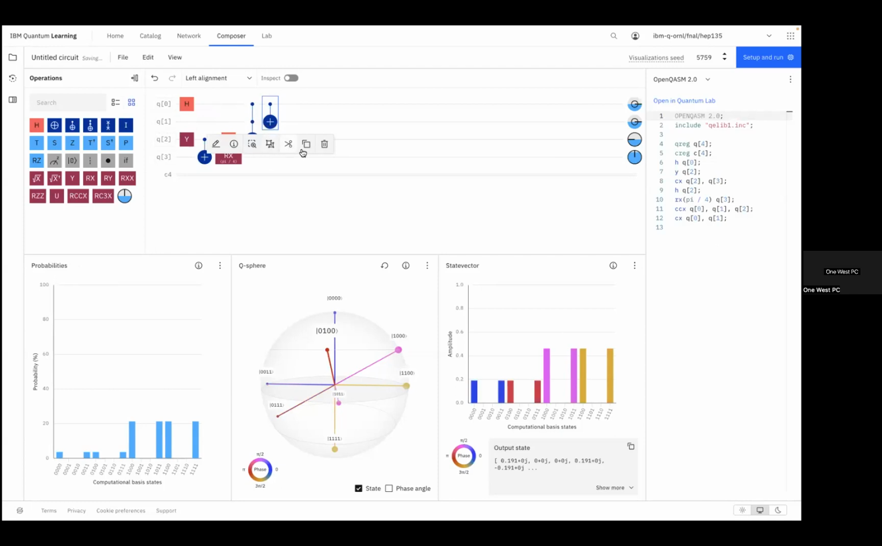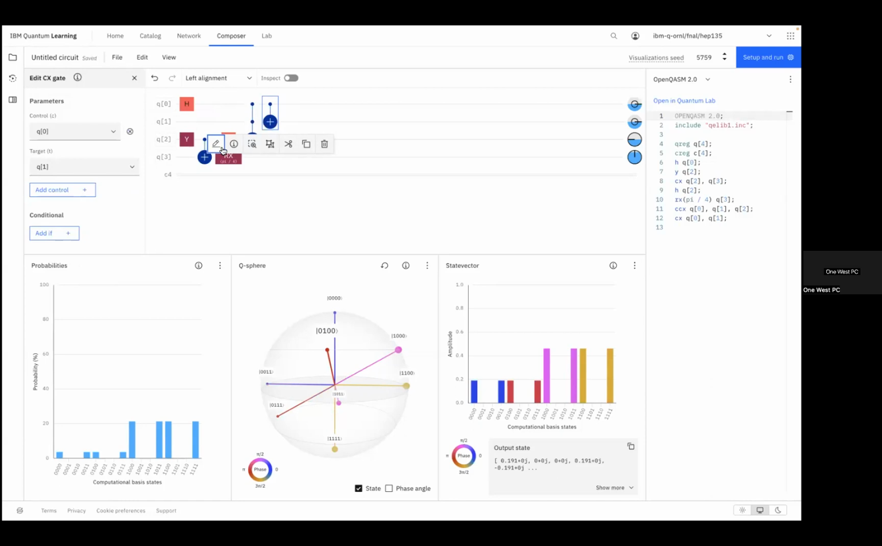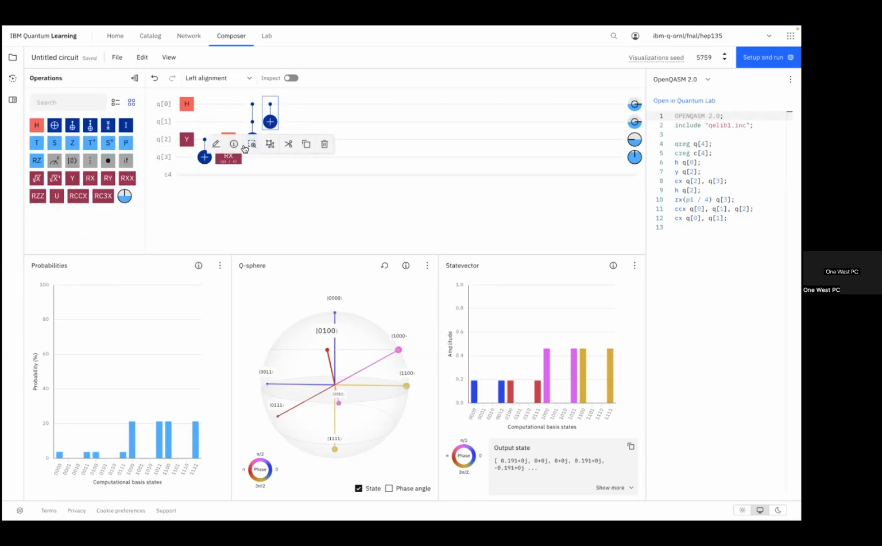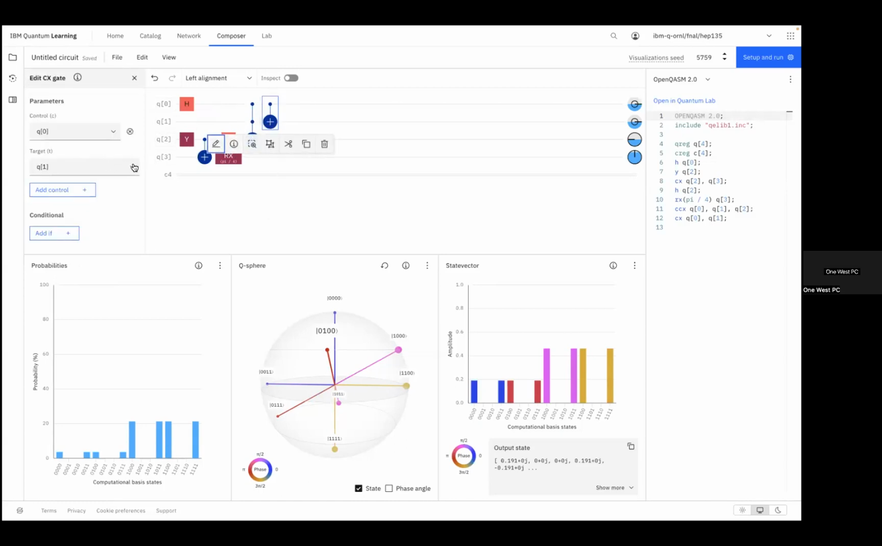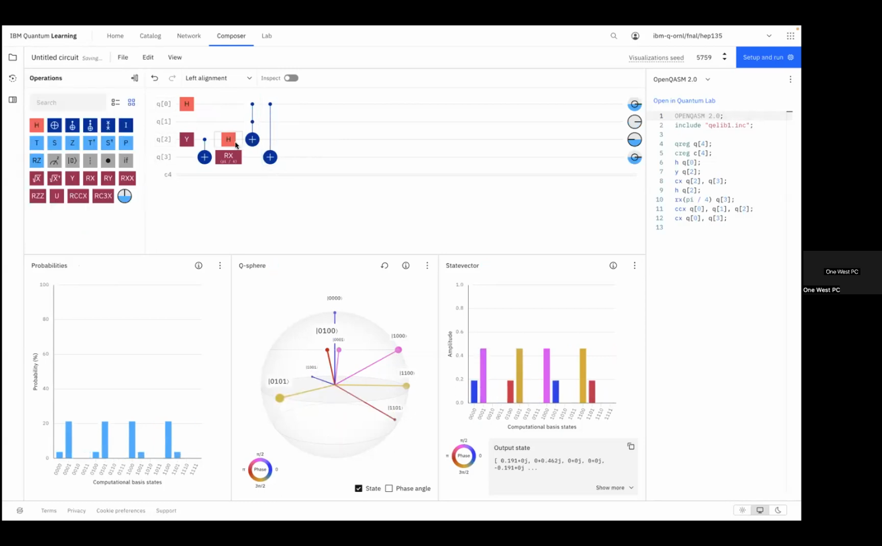The way that this thing works, I can edit this guy. I can change which gate it is. Right, I'm not worried about connectivity. I can just apply qubits wherever I want, or gates wherever I want.